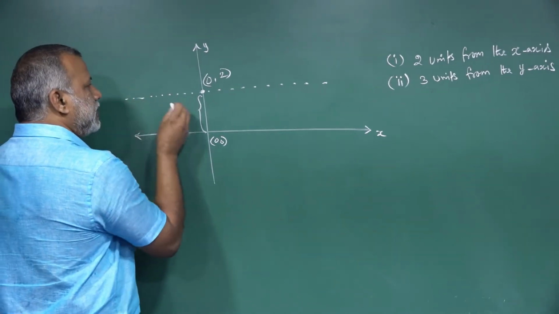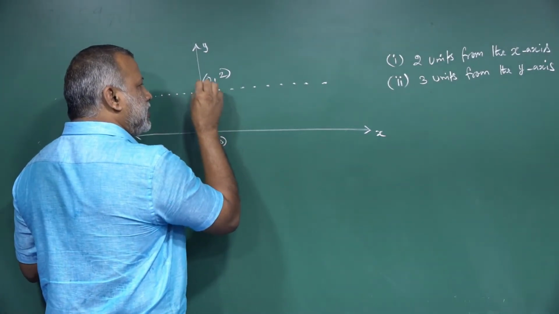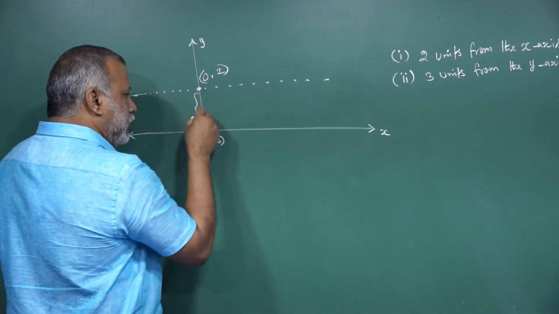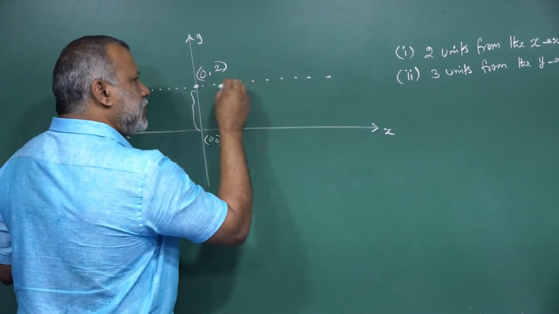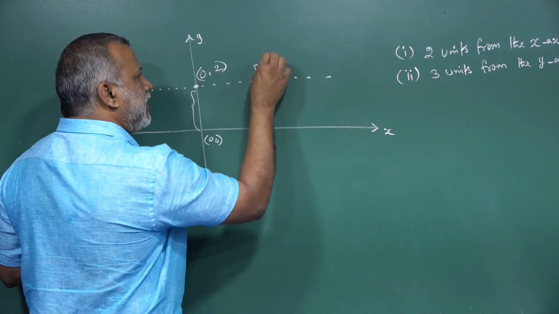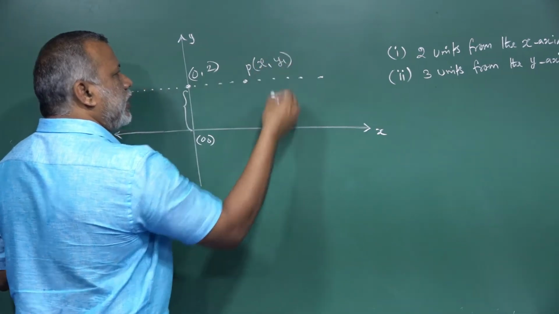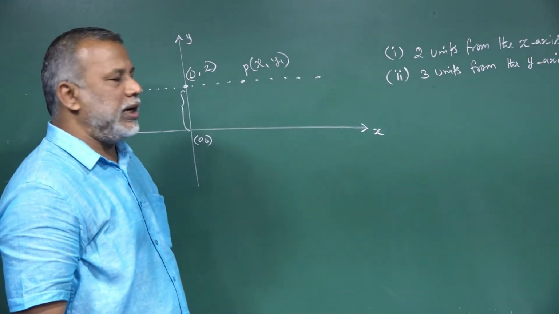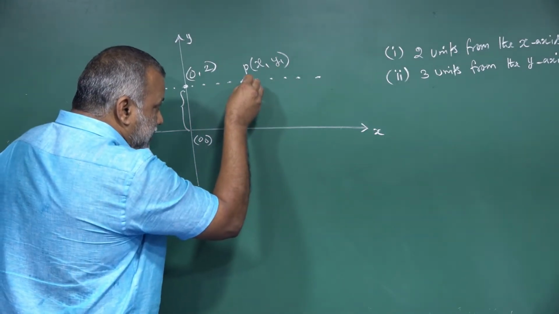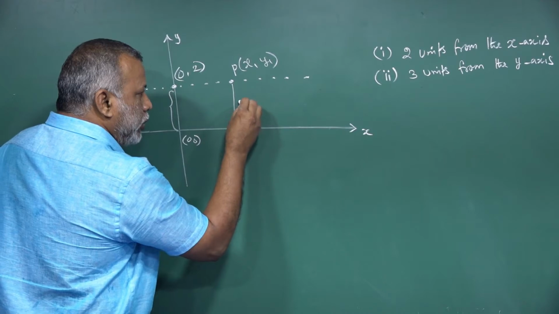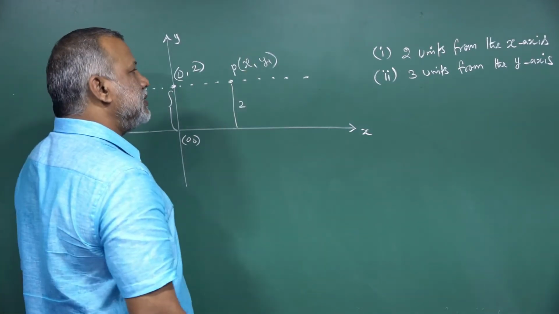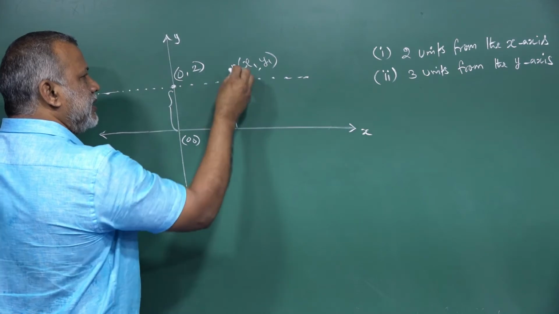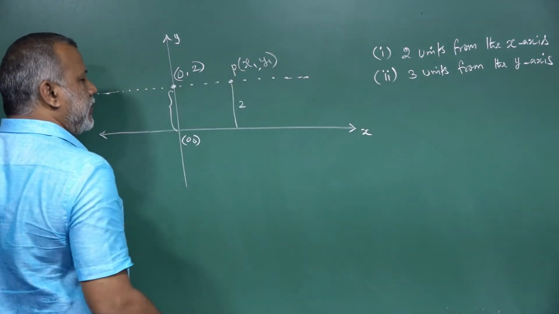Now listen carefully. Now we are selecting a point P. This point lies on this line, 2 units from the x-axis. So for example, I am selecting a point P of (x1, y1), which is unknown. This point is at a distance of 2 units from the x-axis. We can select any point, so many points on this line. So I am selecting P of (x1, y1).